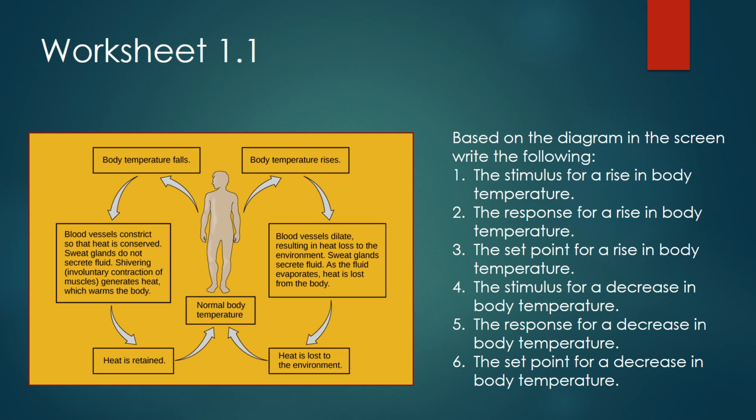Worksheet 1.1. Based on the diagram on the screen, write the following. 1. The stimulus for a rise in body temperature. 2. The response for a rise in body temperature. 3. The set point for a rise in body temperature. 4. The stimulus for a decrease in body temperature. 5. The response for a decrease in body temperature. And 6. The set point for a decrease in body temperature.